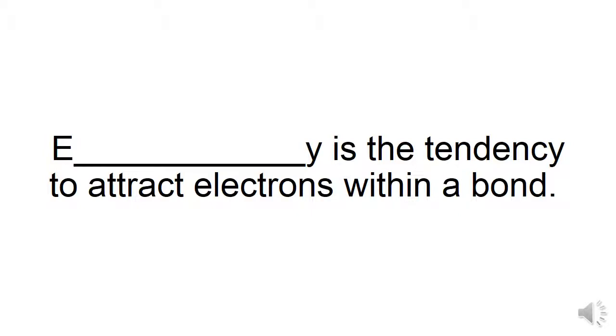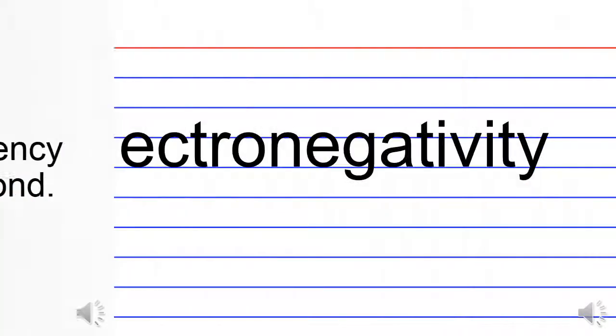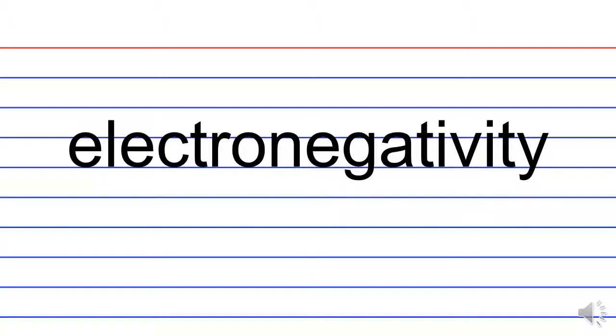E blank Y is the tendency to attract electrons within a bond. That would be electronegativity. So electronegativity is the tendency to attract electrons within a bond.